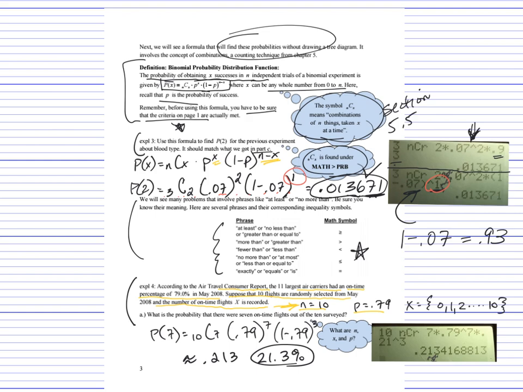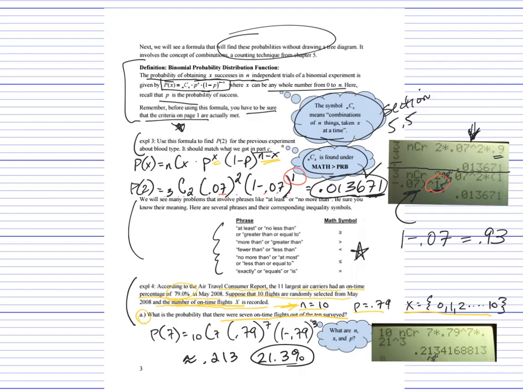Now let's think about this. If X is the number of on-time flights, then this 79% is my probability of success. X here would range from 0 through 10, being the number of flights in this sample that were on time. So part A says, what's the probability that there were 7 on-time flights out of the 10 surveyed? Which again means 3 of them were not on time.